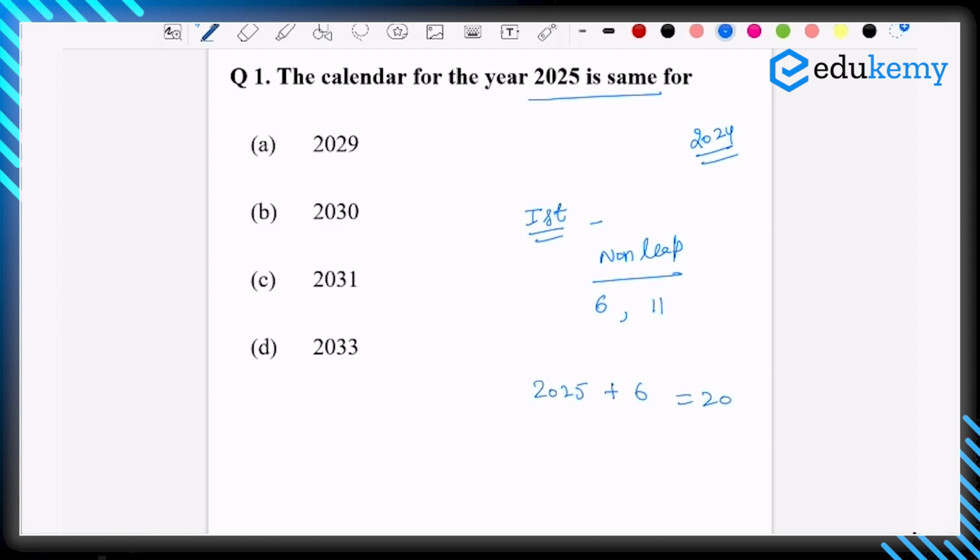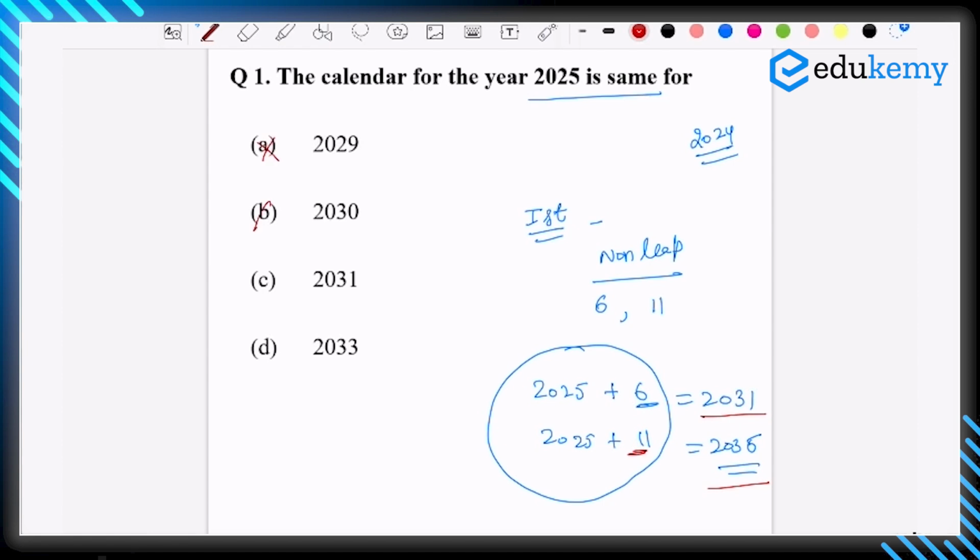means next year will be 2031, or if it is repeating after the 11 year then it will be the 2036. ये दो कंडीशन पॉसिबल हो सकती है, either after the 6 year or after the 11 year. अगर 6 year में करेगा 2031, then the 11 year में 2036. Let's check the option now. 2029 नहीं होगा, 2030 नहीं होगा, 31 is the option और 33 भी नहीं होगा. So the answer is C here. The answer of this question is C.